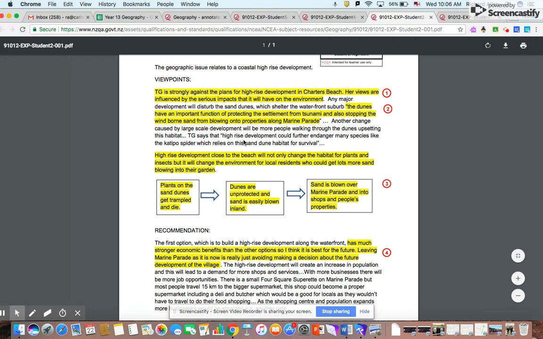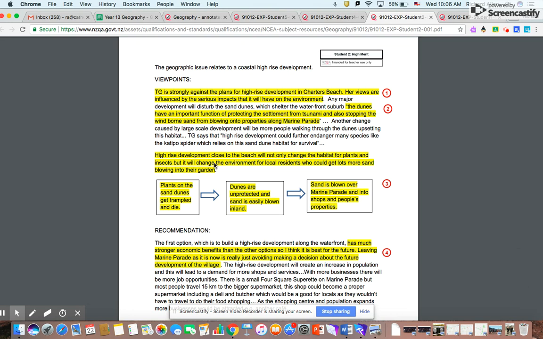They're talking here about a high-rise building, and they're looking at not just what people think, but about when it's talking about habitats, they have examples of plants and insects. So to get a merit, you're going to have more examples when people talk about their viewpoints. They can also show in a process here.